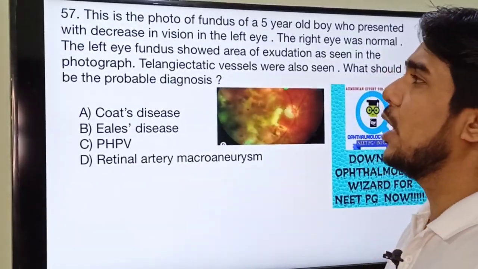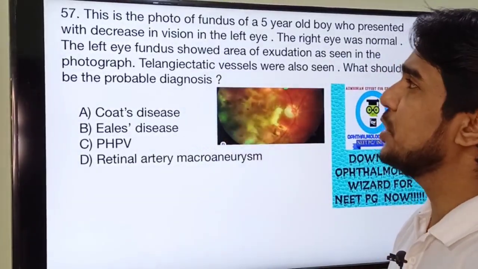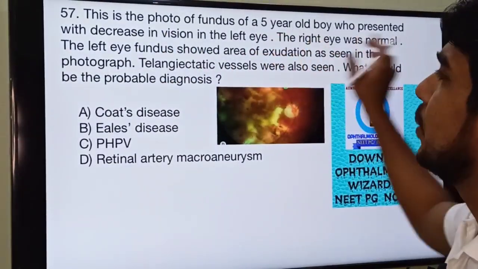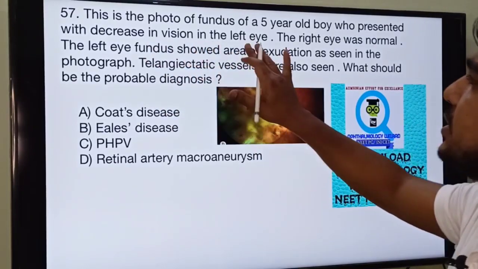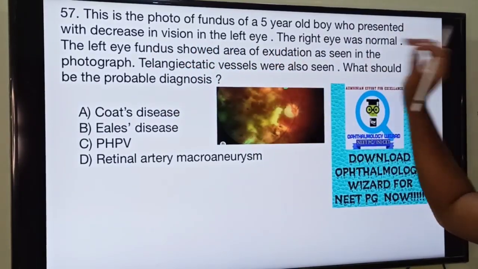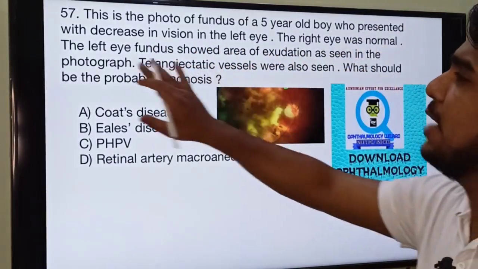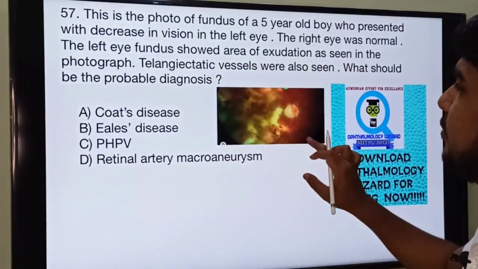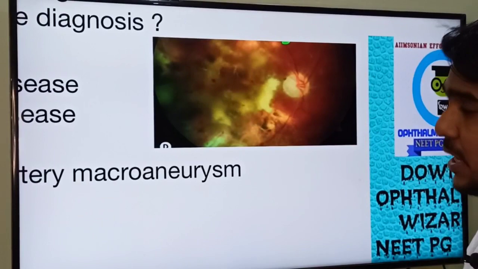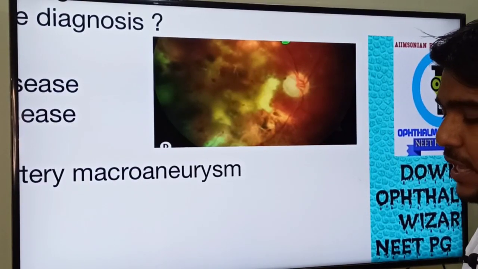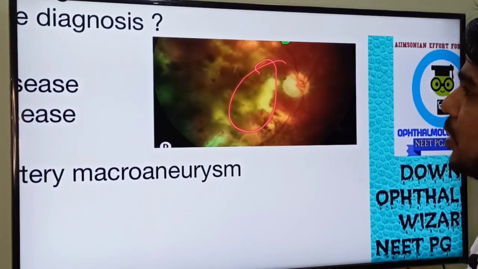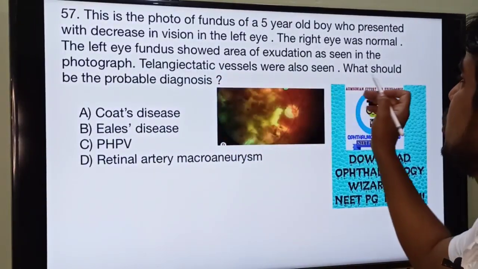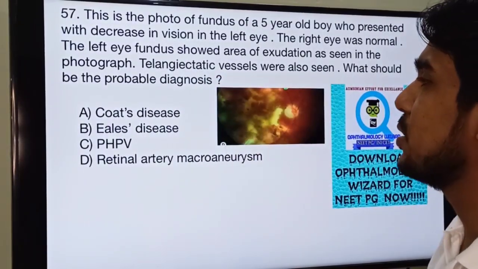Now coming to question number 57. The photo of the fundus of a 5-year-old boy presented with decreased vision in the left eye. The right eye was normal. The left eye fundus showed exudation as seen in the photograph. These are the exudative areas. Telangiectatic vessels were also seen. What should be the probable diagnosis?